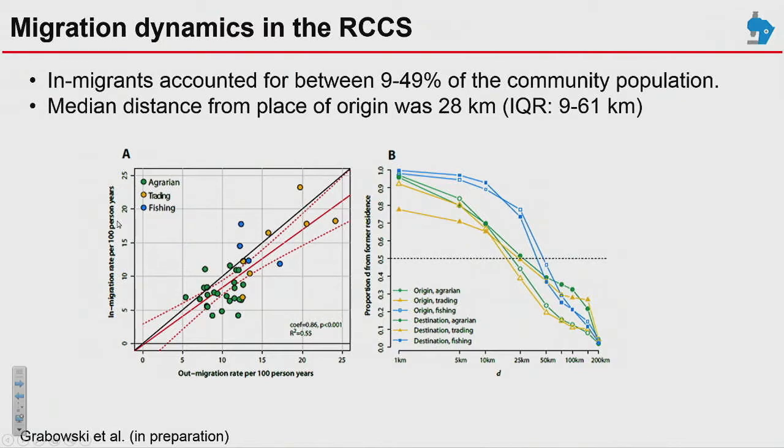For some of you who are thinking about strategizing ART care and follow-up of people, that's going to be a big concern. When we looked at how far people were moving from, they weren't actually moving that far. The median distance from place of origin was approximately 28 kilometers, with an interquartile range of 9 to 61 kilometers. Here is the cumulative distance that people were moving in trading, agrarian and fishing communities. You can see that people in fishing communities were moving from almost twice as far as people in agrarian and trading communities. We also looked at the diversity of locations, and they were much more diverse in fishing communities than in the other communities.